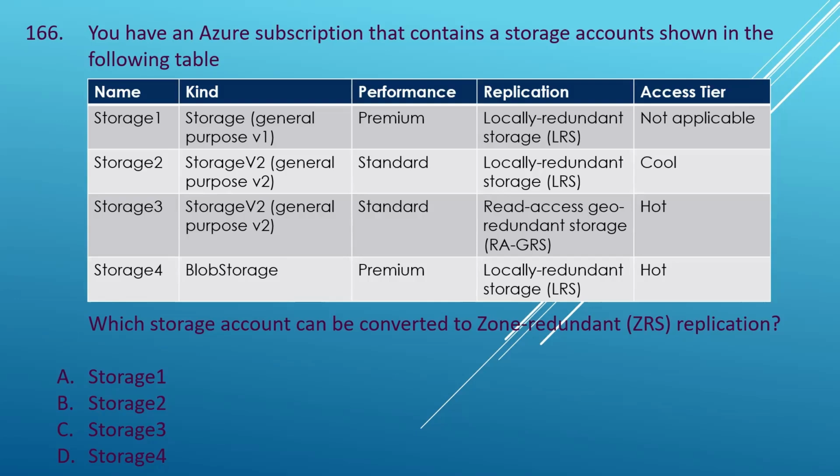whereas performance of storage 2 and storage 3 is categorized as standard. And the replication type for three storages, which is storage 1, 2, and 4, is locally redundant storage. And the replication for storage 3 is read access geo-redundant storage, which is RAGRS. Now you need to tell which storage account can be converted to zone redundant storage, which is ZRS replication.